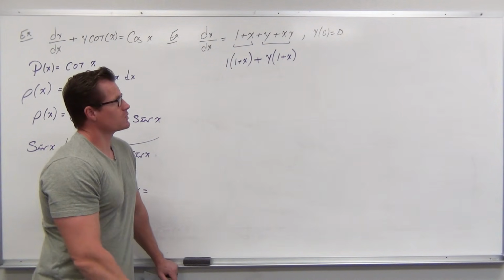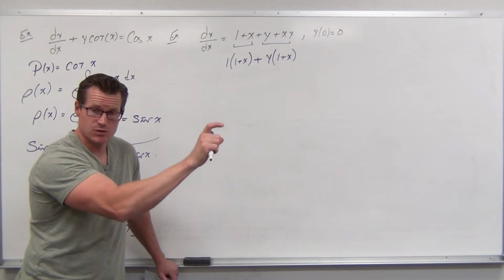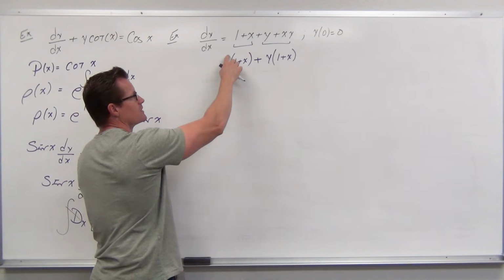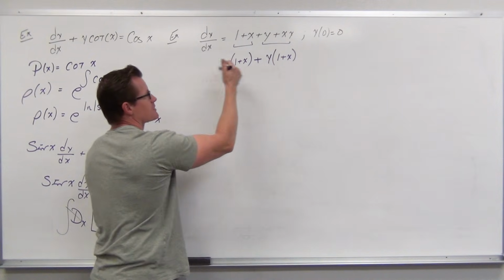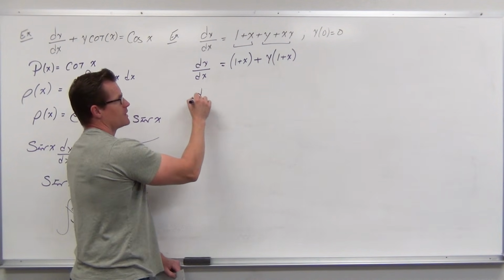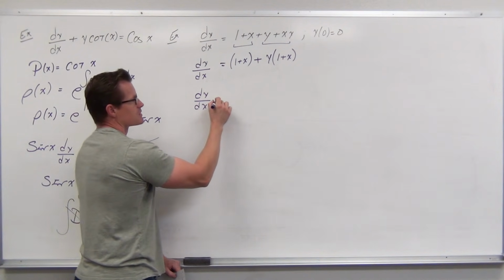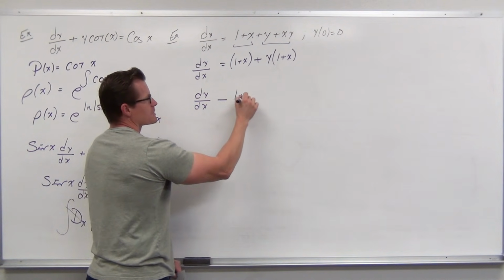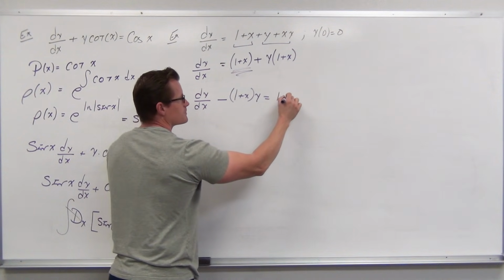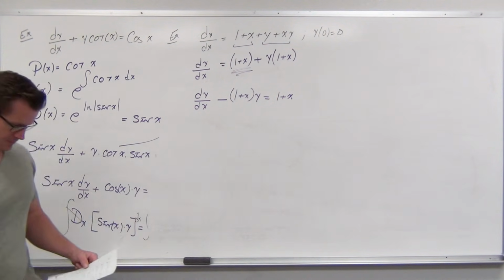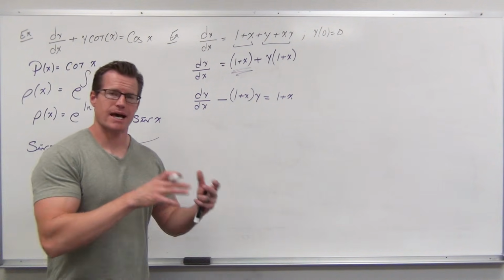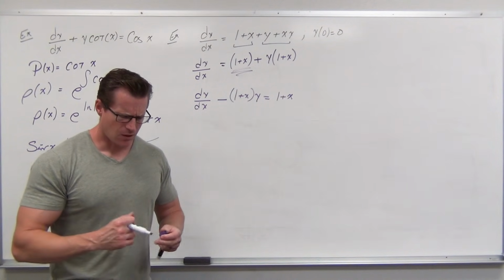Why? Well, I told you that you need some function of x times y. When we factored this, we've got y times that function. This is kind of irrelevant. Let's move this to the left-hand side. Let's group our y's. If we do that, we'd have dy dx, we'd subtract 1 plus x times the y, and on the right-hand side, we still have 1 plus x.